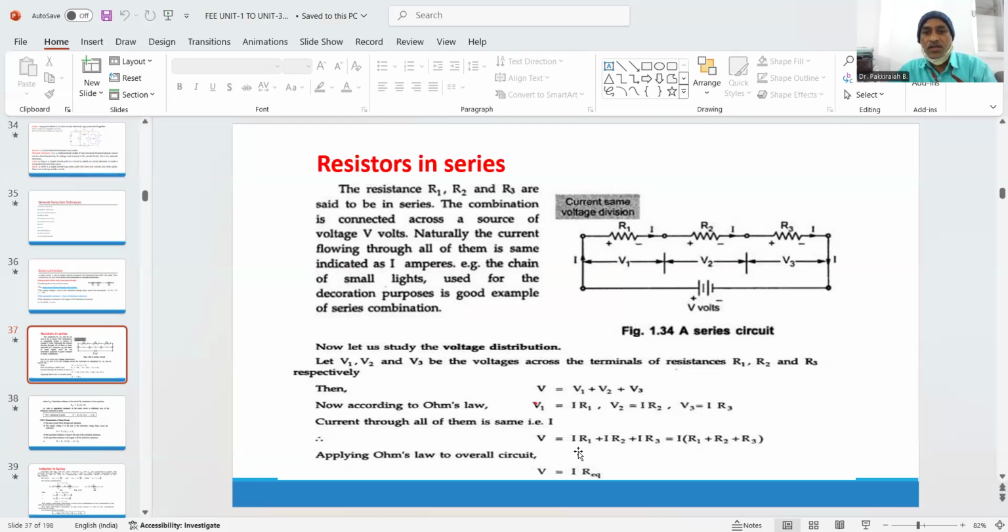So net voltage supplied should become equal to the sum of all the individual drops. V becomes I into R1 plus I into R2 plus I into R3. Then finally V becomes I into R equivalent, where R equivalent we can represent as R1 plus R2 plus R3 ohm.